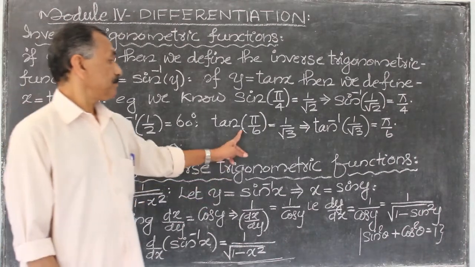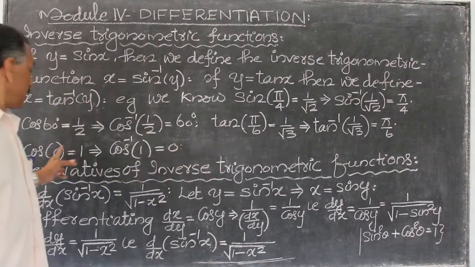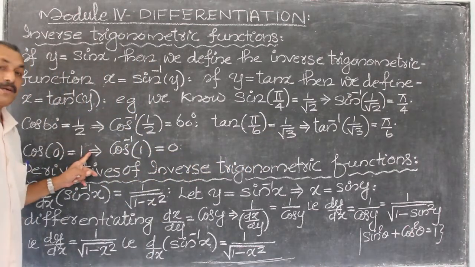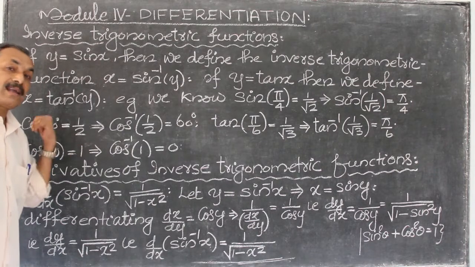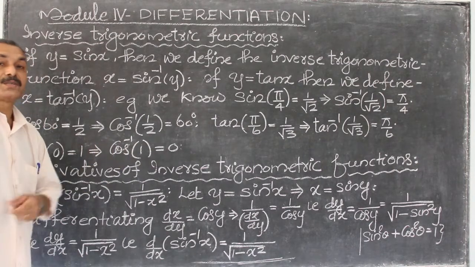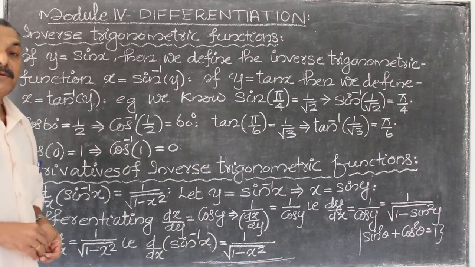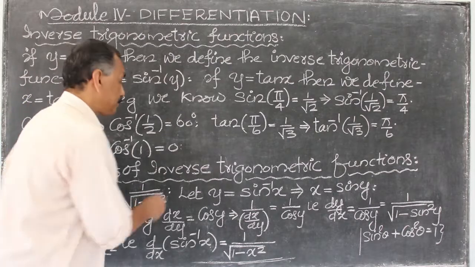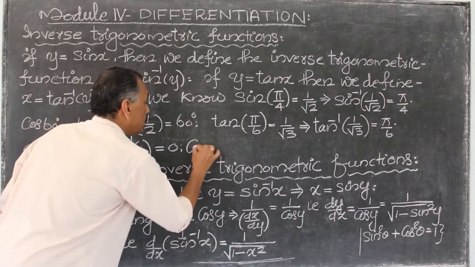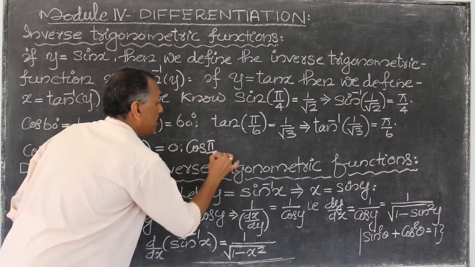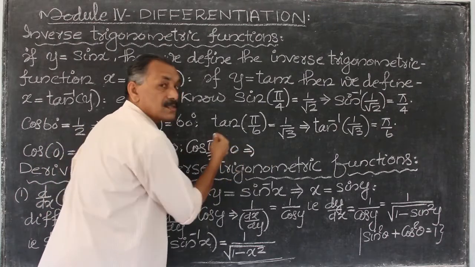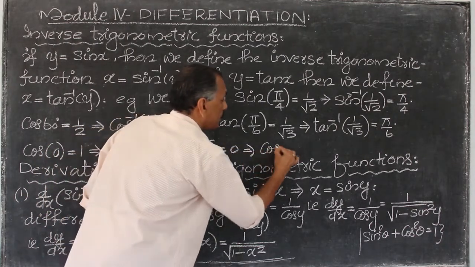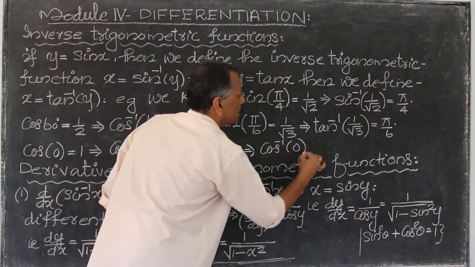Second, then what is cos 0? Cos 0 is equal to 1. Then cos inverse of 1 is 0. What is cos pi by 2? Cos pi by 2 is equal to 0. That is, cos inverse 0 is equal to pi by 2.